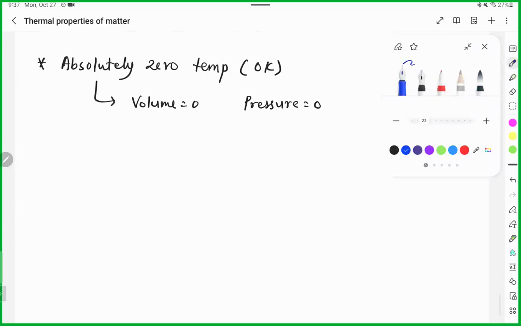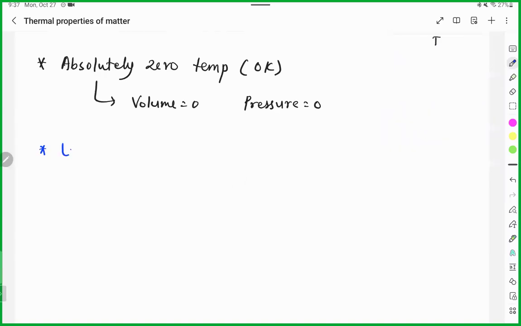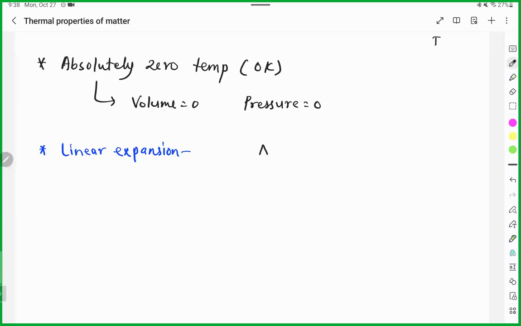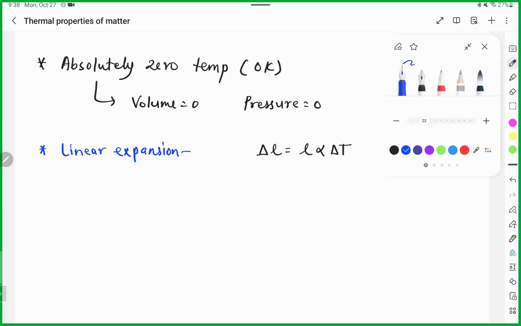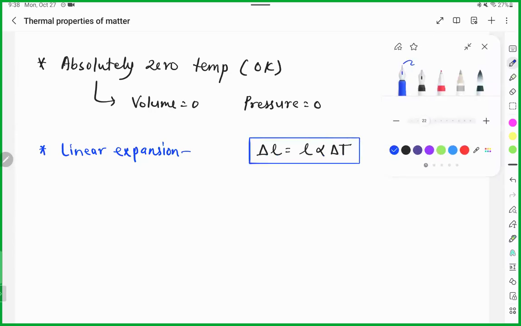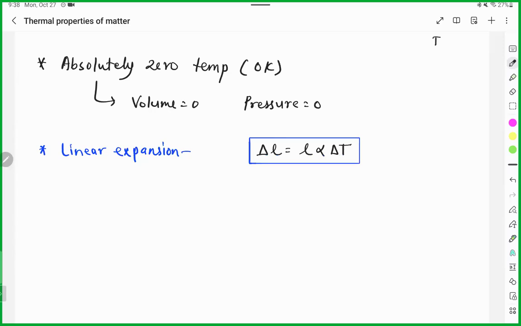Anvita, what is linear expansion? When we heat something, the length increases. And change in length depends upon the original length L, delta T, the change in temperature, as well as material. Pratigya, what is area or superficial expansion?